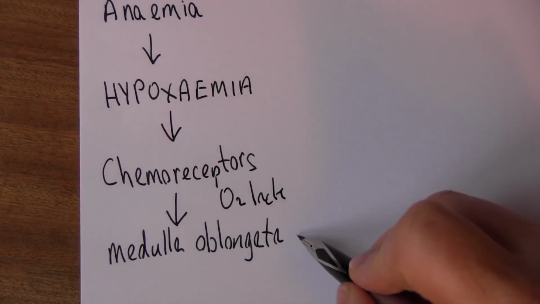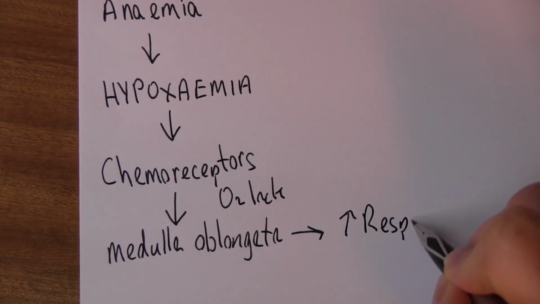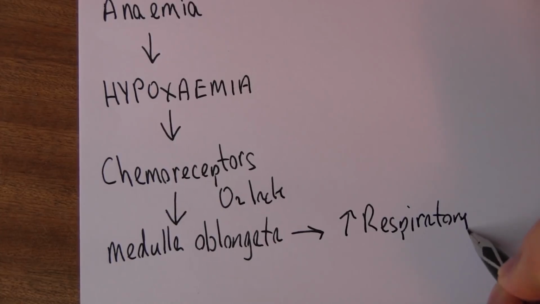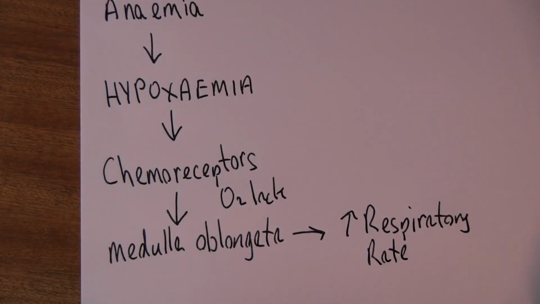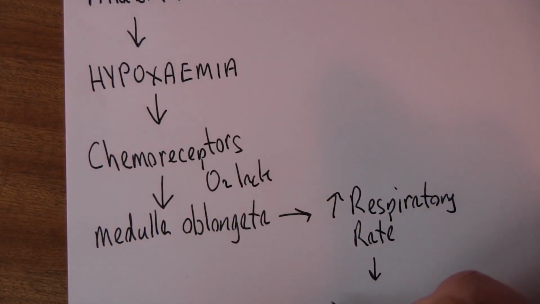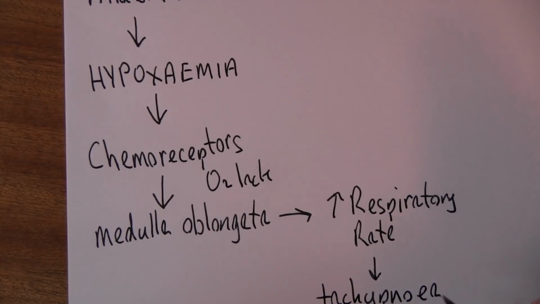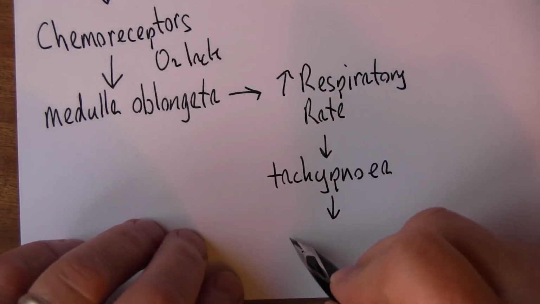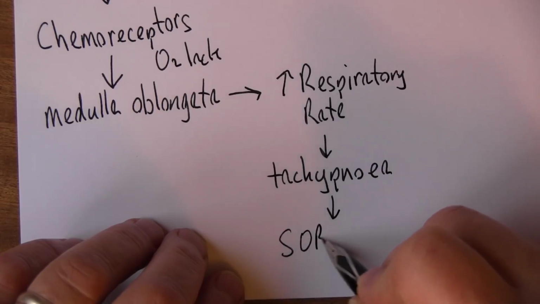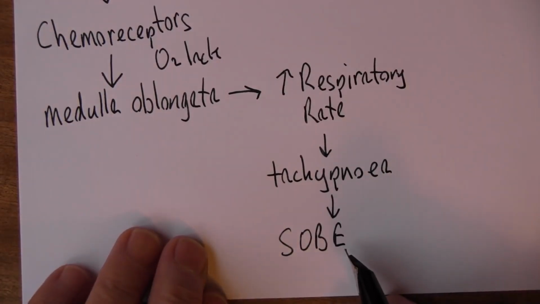the medulla oblongata is going to respond by increasing respiratory rate and depth of ventilation. In other words, there's going to be what we call a tachypnea. The respiratory rate is going to increase even at rest, and it will be particularly increased during exertion, so there'll be a shortness of breath on exertion. The patient will become more short of breath on exertion, SOBE.